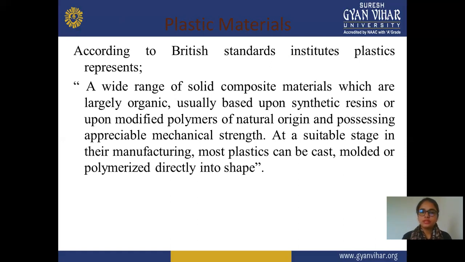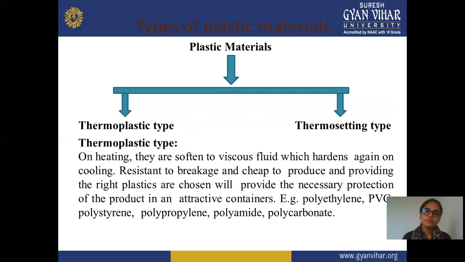Next, at a suitable stage in their manufacturing, most plastics can be cast, molded, and polymerized directly into shape. This is the procedure by which we manufacture plastic material. It can be cast with particular polymers or materials for formation of plastic. Next, it is molded or polymerized directly into shape. You mold it or use a polymerization procedure to polymerize it into a different shape according to requirement.